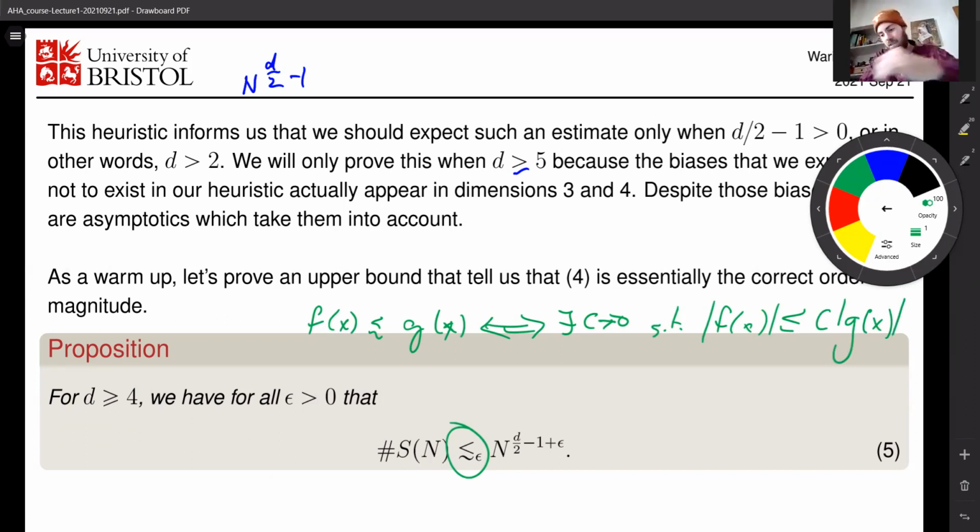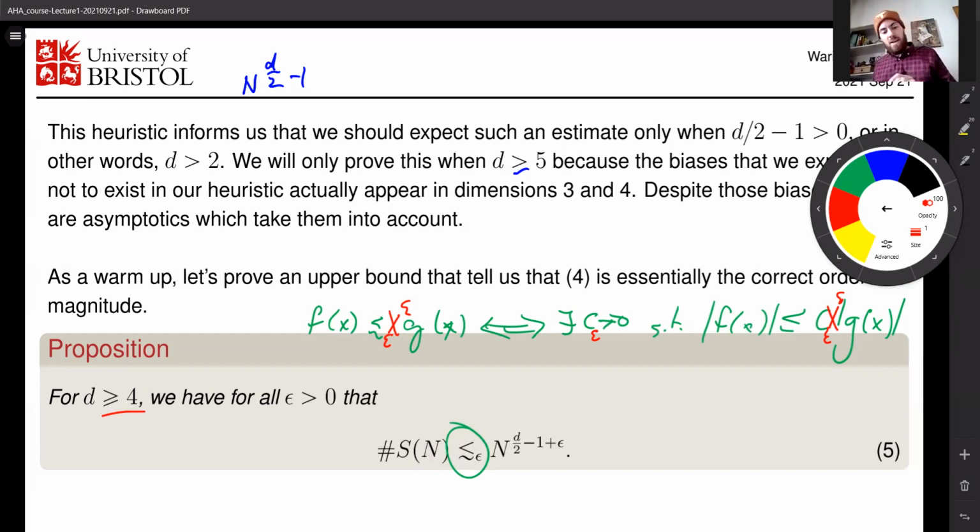If I add an epsilon here, and I have some parameter like x to the epsilon, then I'm saying there exists some c, depending on epsilon, times x to the epsilon. Okay. And so this is saying that for any power bigger than d over 2 minus 1, the number of points on your sphere is controlled by n to that power. Okay. And this will actually work in 4 or more dimensions.